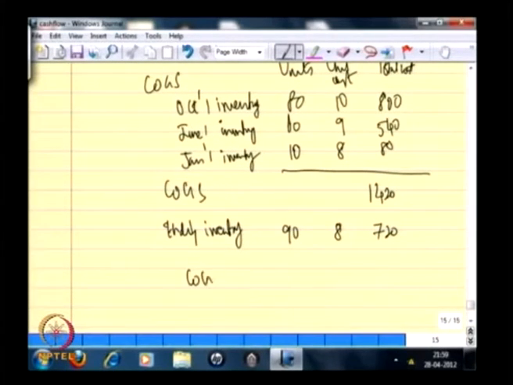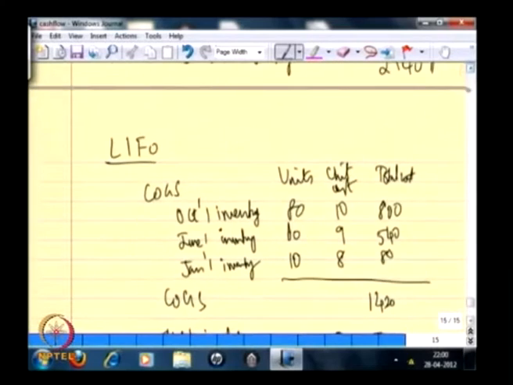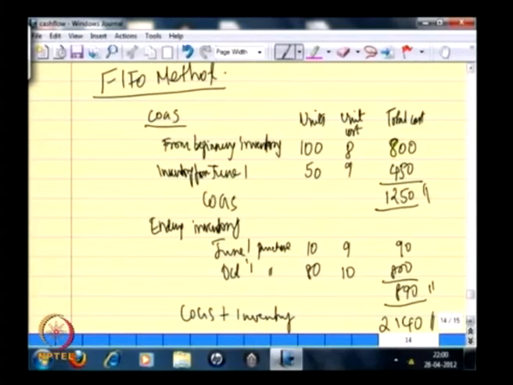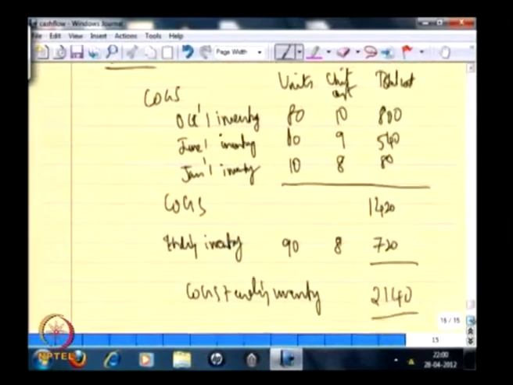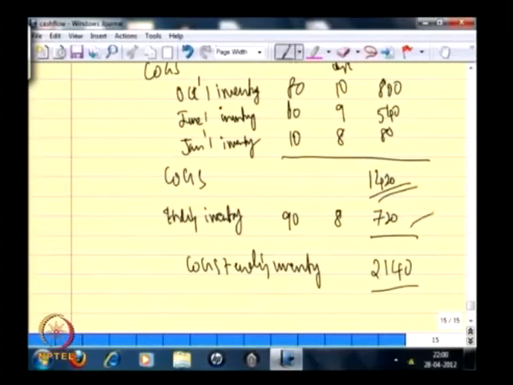So, what is my cost of goods sold plus ending inventory? Is it the same as this 2140 here? Yes. But is it the same as the cost of goods sold and inventory that I got when I calculated using the FIFO method? No, it was 1250 and 890 there, but in this case it is 1420 and 720 here.